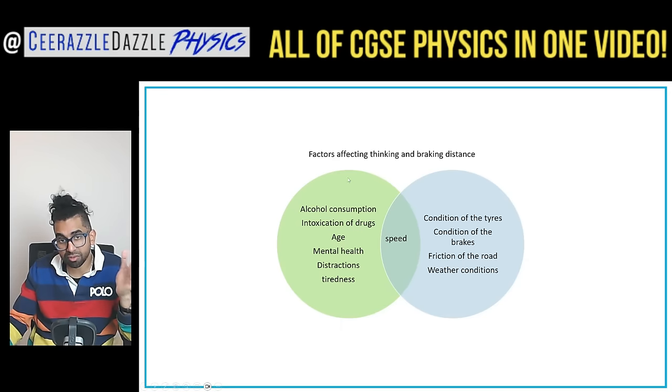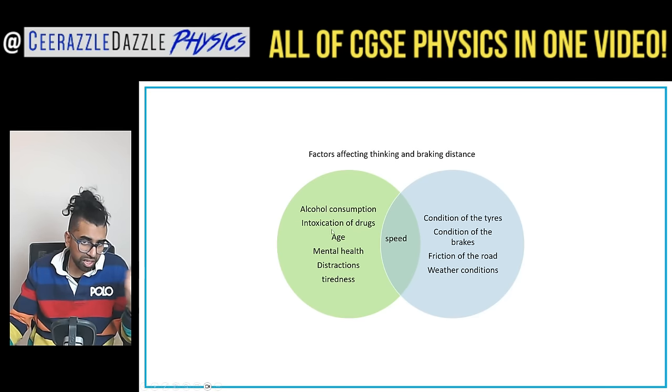Right, so these are the factors affecting the thinking distance: alcohol consumption, intoxication of drugs, age, mental health, distraction, tiredness. Factors affecting the braking distance are going to be the condition of the tyres, condition of the brakes, friction of the road, and weather conditions. So look, all these ones are more physical. These ones are about the human reaction time. And over here, what is going to be the intersection?